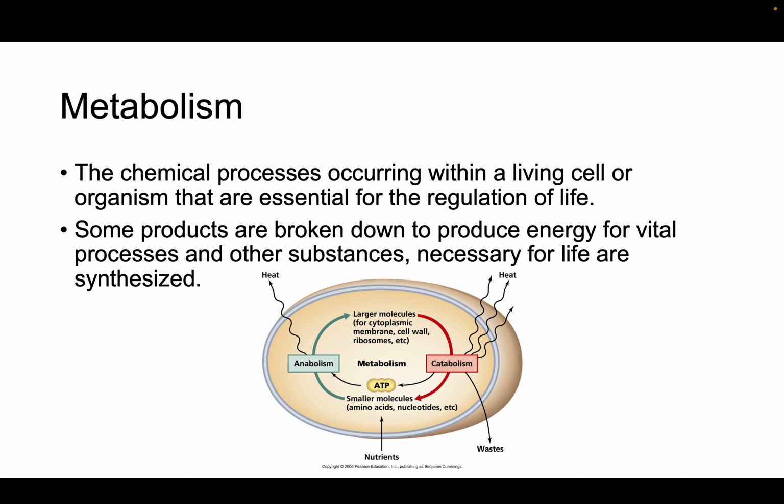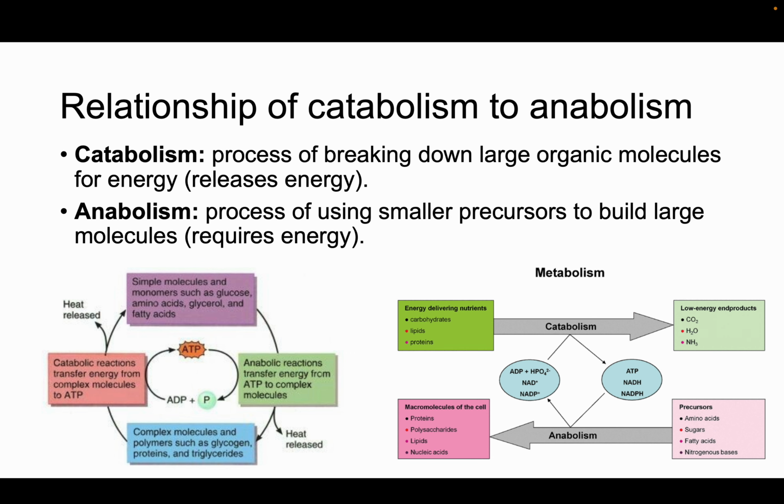Okay, so metabolism is the sum of all the chemical reactions that are occurring inside of a cell. And these chemical reactions are essential for life. Two examples of chemical reactions that can be occurring are catabolism and also anabolism. So, catabolism is a type of chemical reaction where large organic molecules are broken down into smaller ones. As this process is occurring, energy is being released.